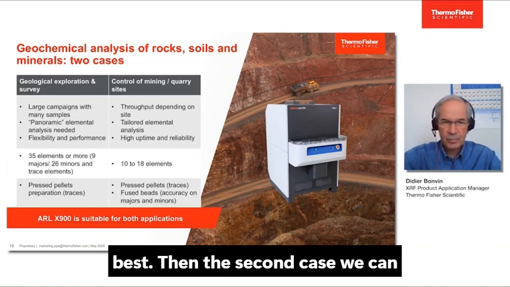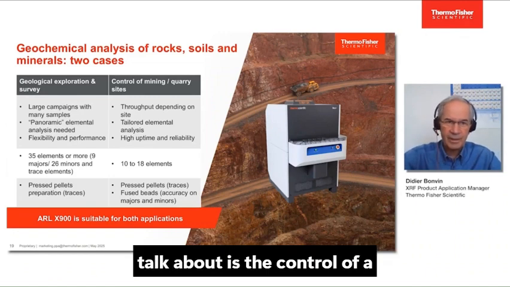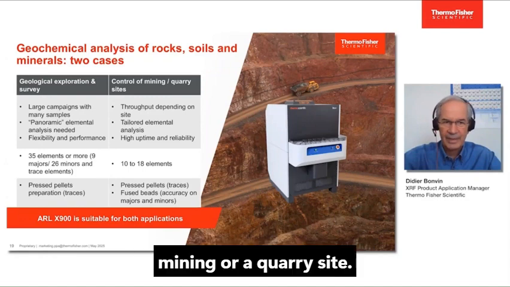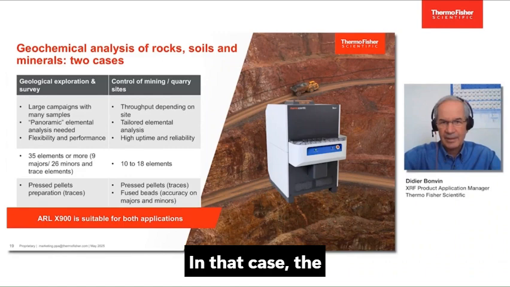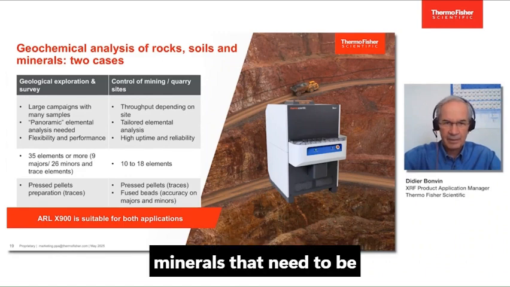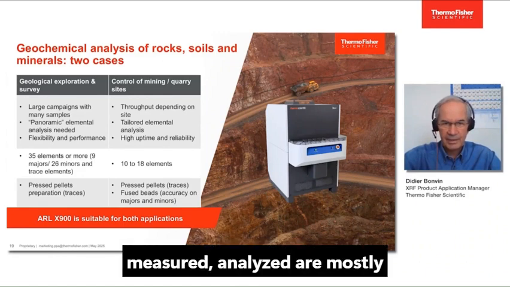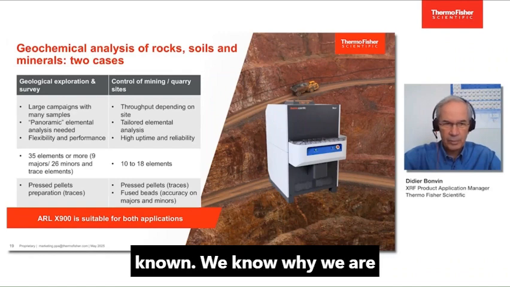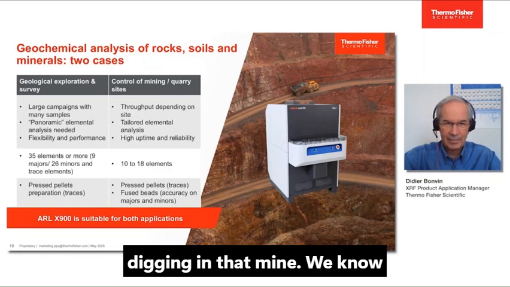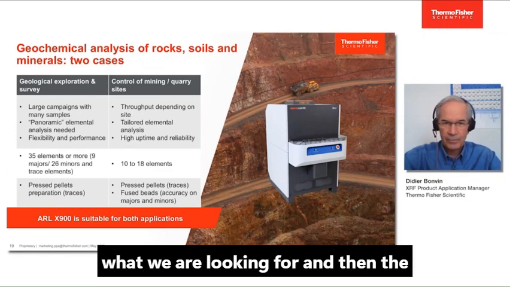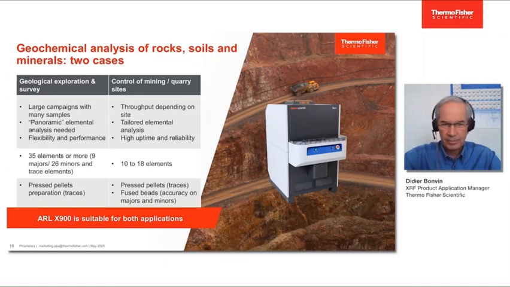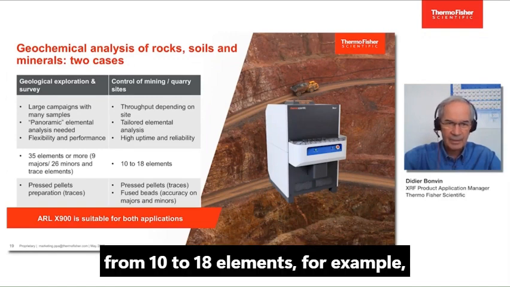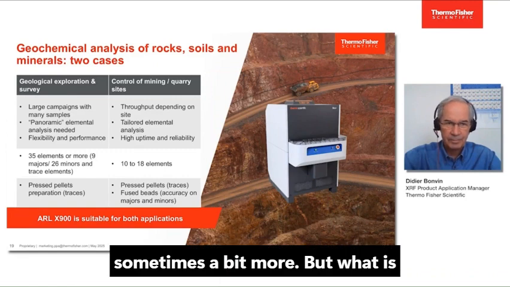Then the second case we can talk about is the control of a mining or a quarry site. In that case, the minerals that need to be measured and analyzed are mostly known. We know why we are digging in that mine. We know what we are looking for. And then the list of elements is much smaller, from 10 to 18 elements, for example, sometimes a bit more.